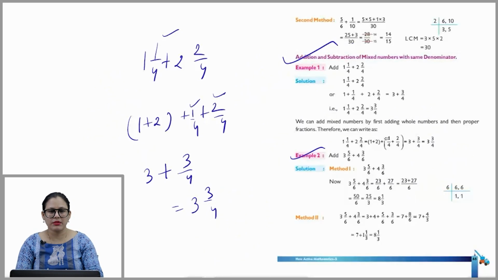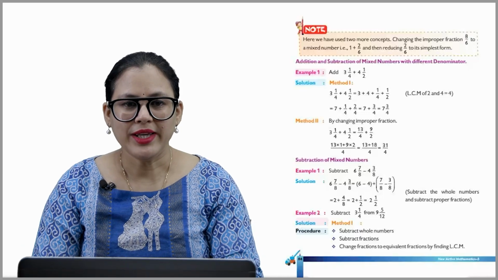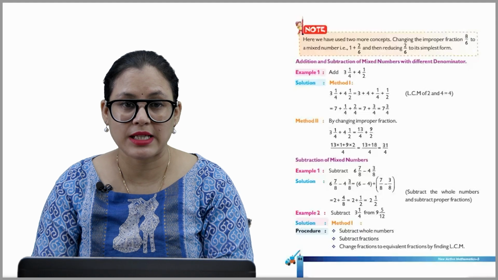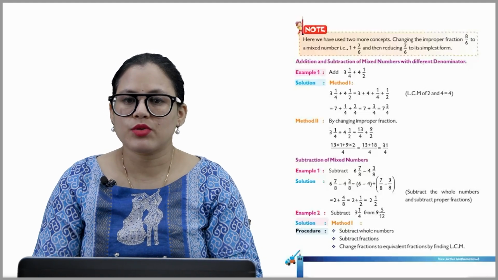And in the second method, what will you do? You will add first, which we have done in example 1. First you will add whole numbers and then we will add fractions. Note, here we have used two more concepts: changing the improper fraction 8 by 6 to a mixed number, that is 1 plus 2 by 6, and then reducing 2 by 6 to its simplest form.